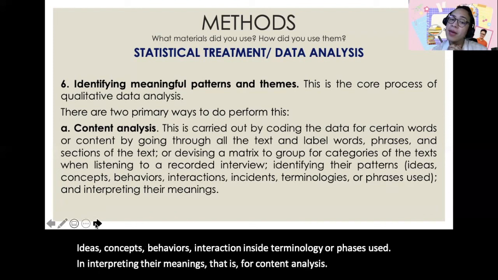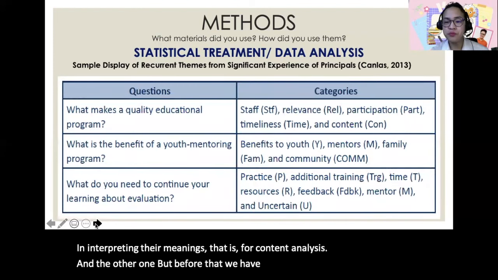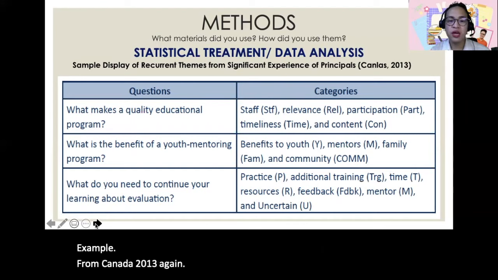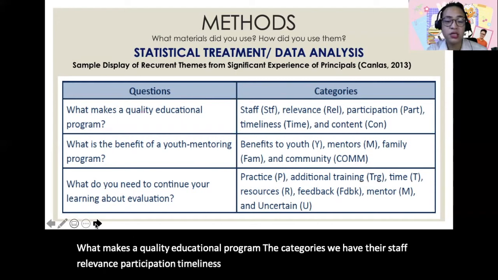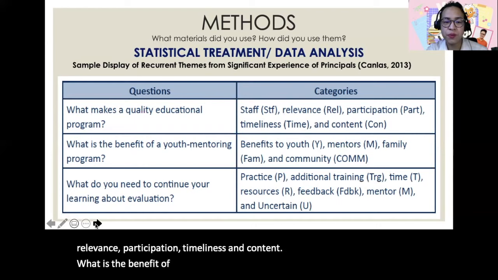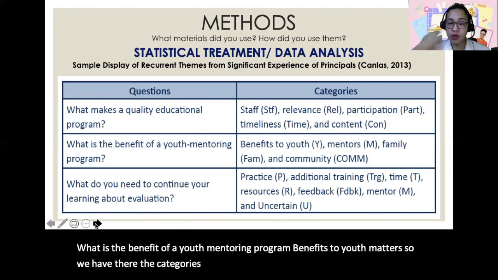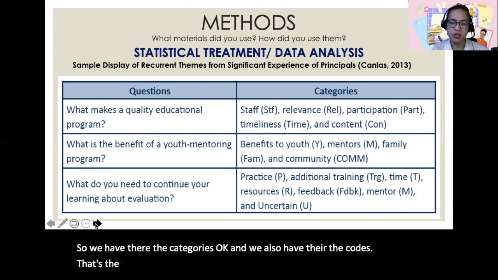Before the other one, we have first here an example from Canlas 2013 again. What makes a quality educational program? The categories, we have their staff, relevance, participation, timeliness, and content. What is the benefit of a youth mentoring program? Benefits to youth, mentors. So we have there the categories, okay? And we also have there the codes: STF, REO, part, time.